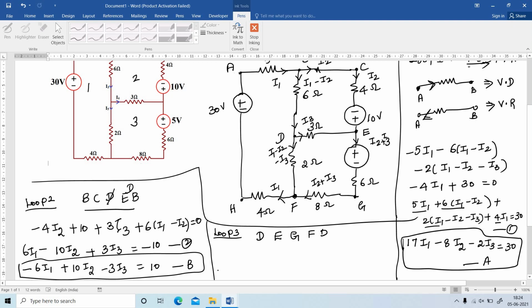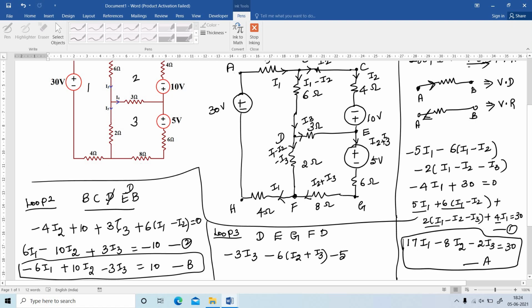Here I am going to write the equation. So first of all, the 3 ohm: the current flowing is I3. The branch direction and loop direction are both the same, that is a voltage drop, minus 3I3. And see here, the branch direction and loop direction are the same in EG, so minus 6 into I2 plus I3. The 5 volt source is also a voltage drop, positive to negative, so minus 5.